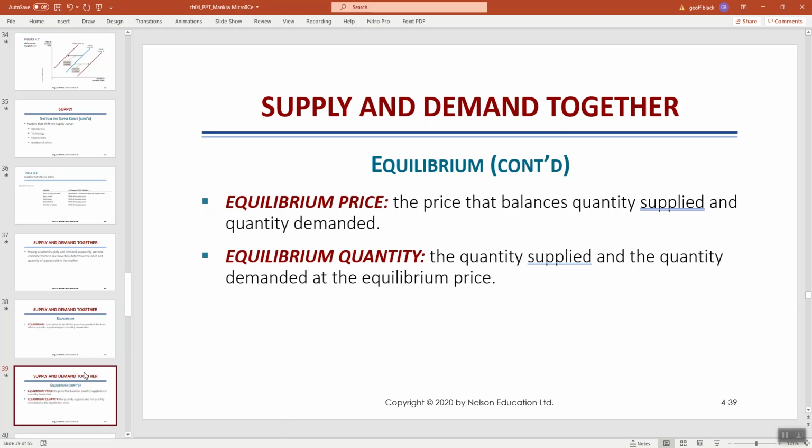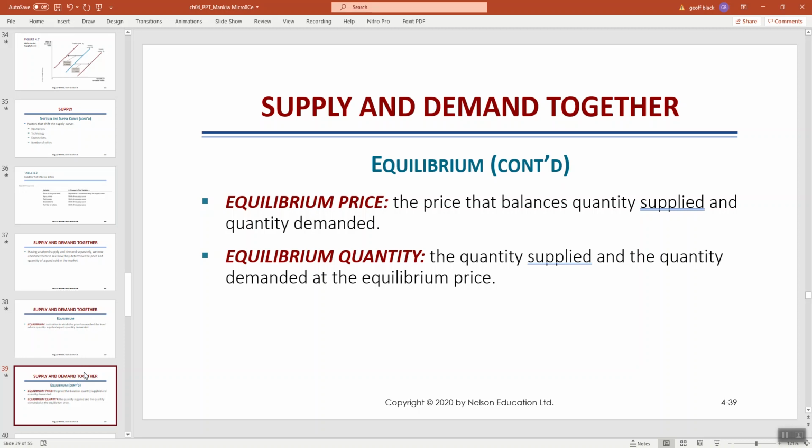So what does that really mean? Well, this occurs only at one point on our graph, okay? There's only one point on that graph where the price for quantity demanded is equal to the price for quantity supplied. It only happens one time. It's a really special point on the graph. And this is the price that balances quantity supplied and quantity demanded.